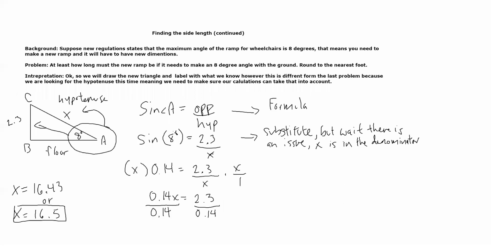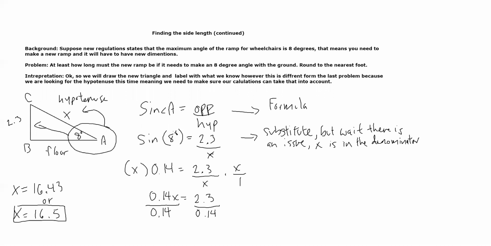Well, find the side length, continued, right? I'm going to create a problem in which you would have your variable on the bottom, in your denominator. Okay, this is a follow up to the previous problem. All right, background. Suppose you had your ramp, right, and new regulations came out from the state that said the maximum angle of the ramp for wheelchairs has to be 8 degrees. Problem: your last ramp was 11 degrees, so you've got to tear down that ramp and build a new one. This means that you may have to make a new ramp and it'll have to have new dimensions, which means if you mess with the degree, all your dimensions will change.